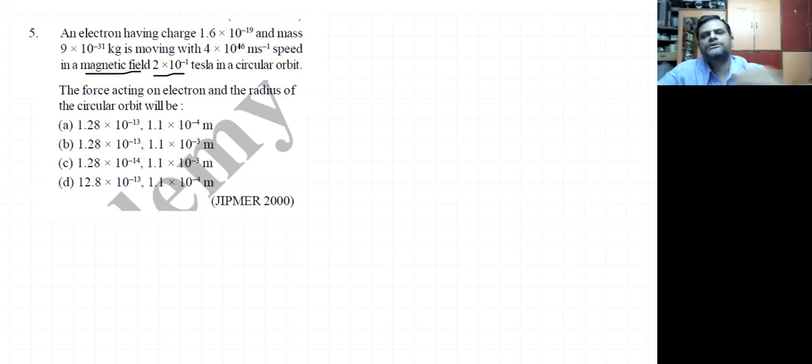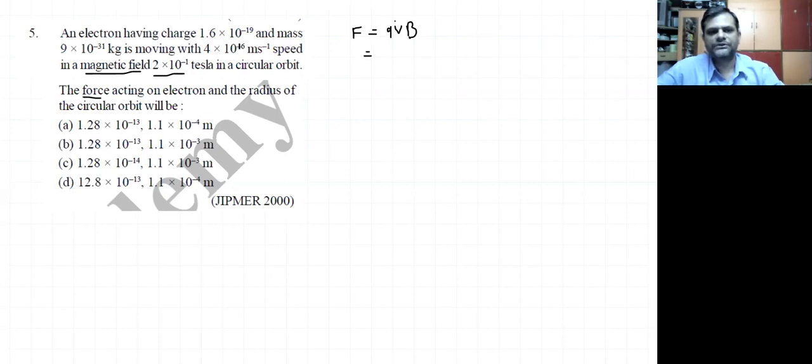Okay, so see, the electron is moving with a speed inside the magnetic field. We need the radius of the circular orbit and also the force. For the force we have a direct formula, force is given by qvB simply. So we have this Q, the charge on the electron, already there, V the velocity is already there, and the magnetic induction is also already there. So we can find the force easily using this formula.